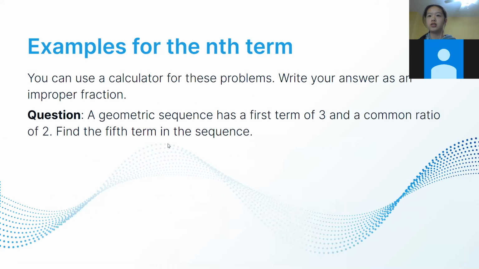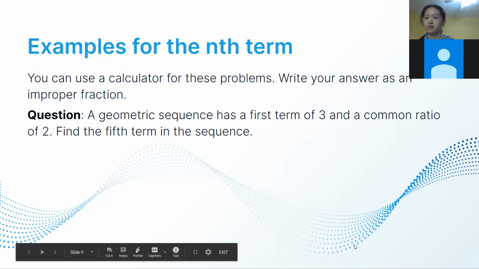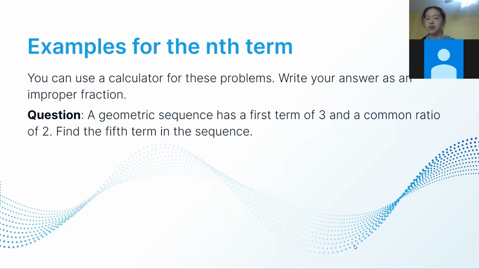Okay, for this question, a geometric sequence has a first term of 3 and a common ratio of 2. Find the 5th term in this sequence. I encourage you to use the formula. Our intent is for you to use the formula because it's time consuming otherwise. It gives you practice, especially for larger sequences where you don't want to multiply it out 15 times.